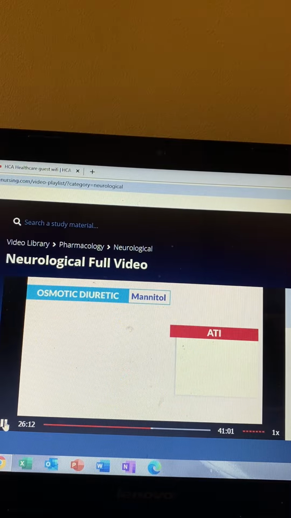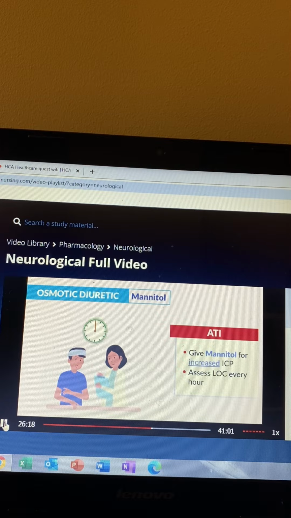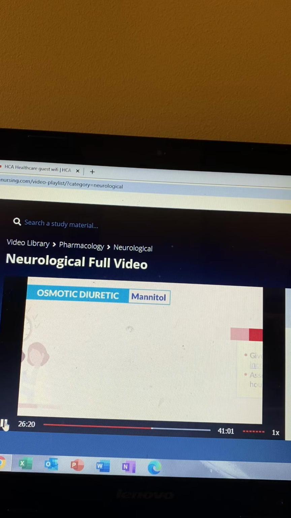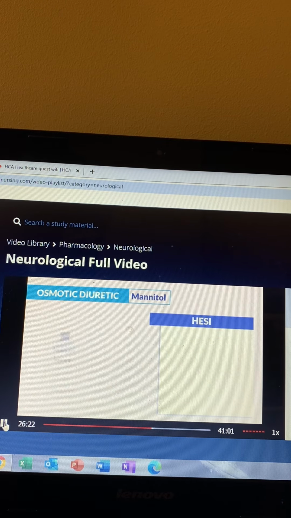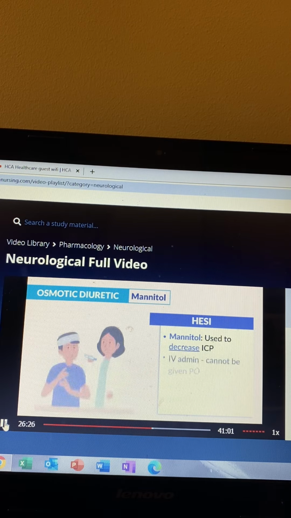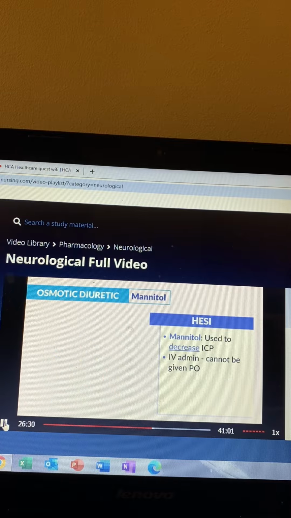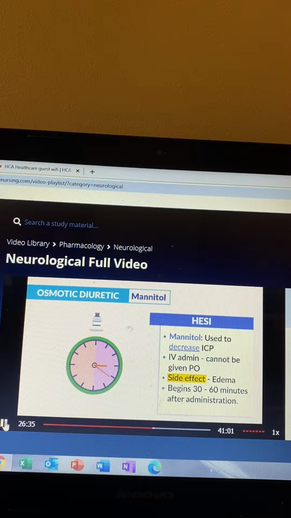So the ATI mentions we give mannitol for increased ICP, and we assess the level of consciousness every hour. And the HESI mentions 4 key points for mannitol. It's used to decrease ICP. For IV administration, it cannot be given PO. And one of the main side effects is edema, which begins 30 to 60 minutes after administration.